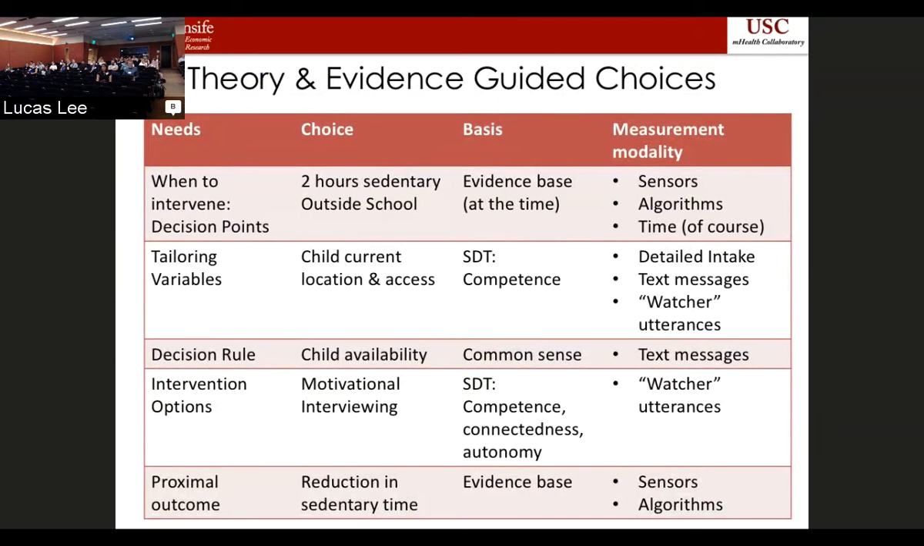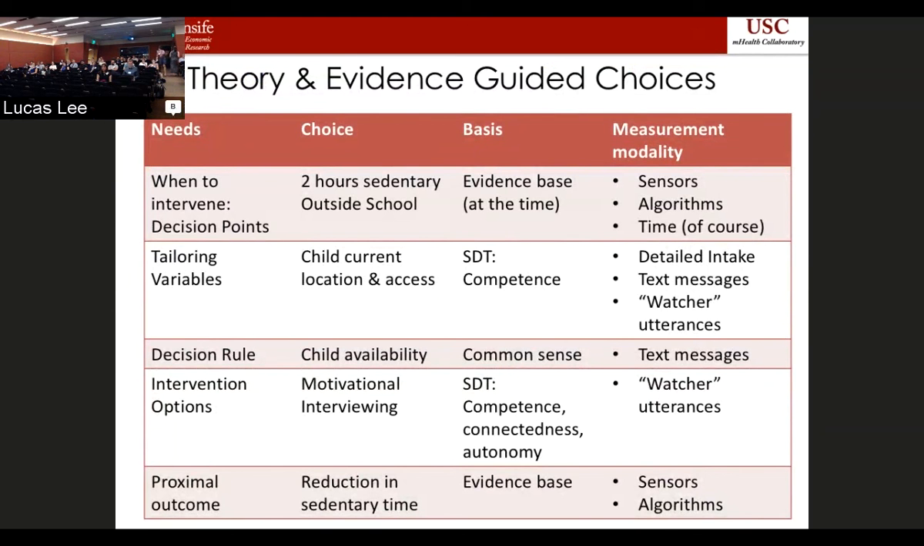So we decided when to intervene: 2 hours of sedentary behavior after school. That was evidence-based at the time, best evidence at the time. And we measured physical activity with sensors, used algorithms to translate that into something that I understood, and time. The tailoring variables were the child's current location and access. We did that with a detailed intake.